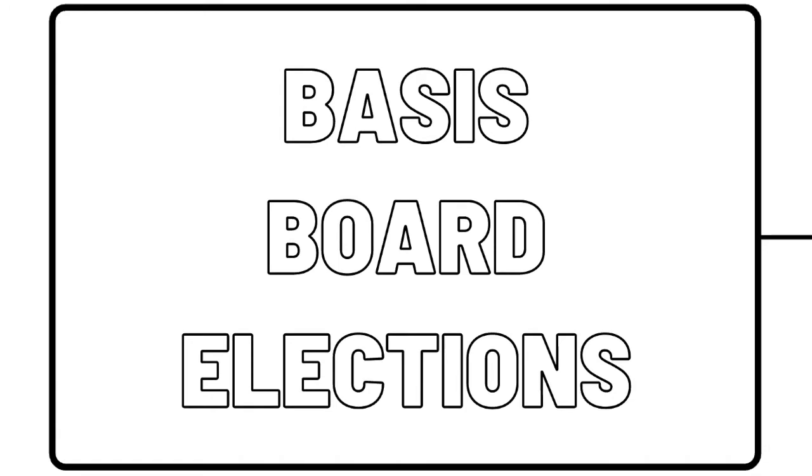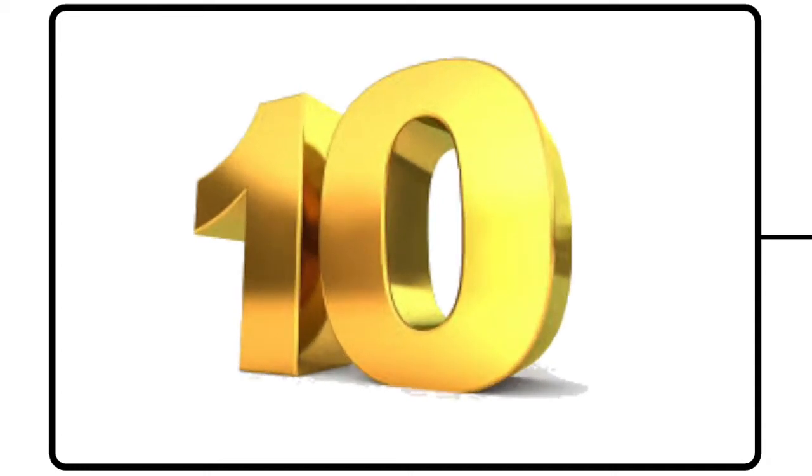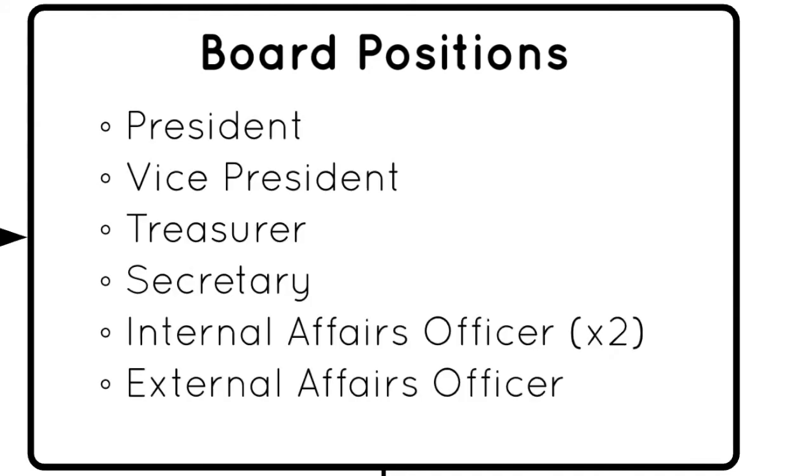Every year, BASIS holds elections to choose its next board. This year, members will vote to choose the 10th board. The board has 7 official positions: president, vice president, treasurer, secretary, 2 internal affairs officers, and an external affairs officer.